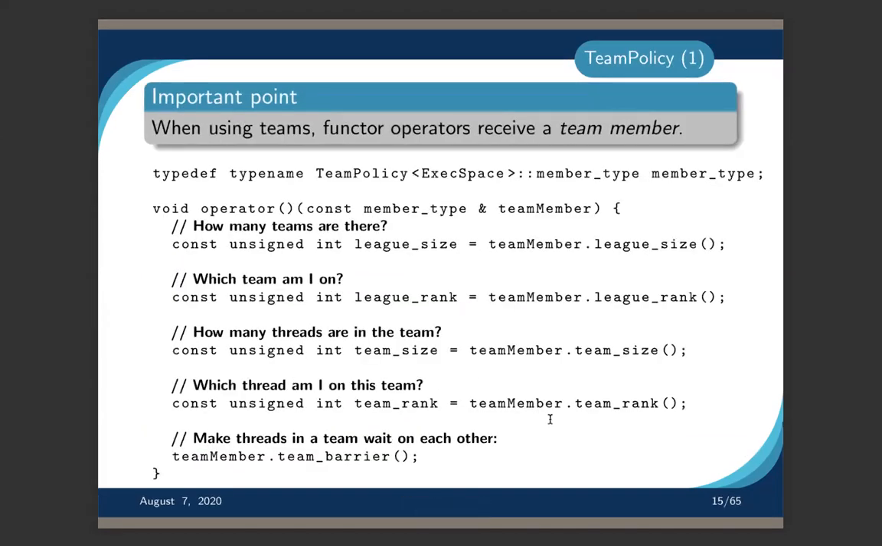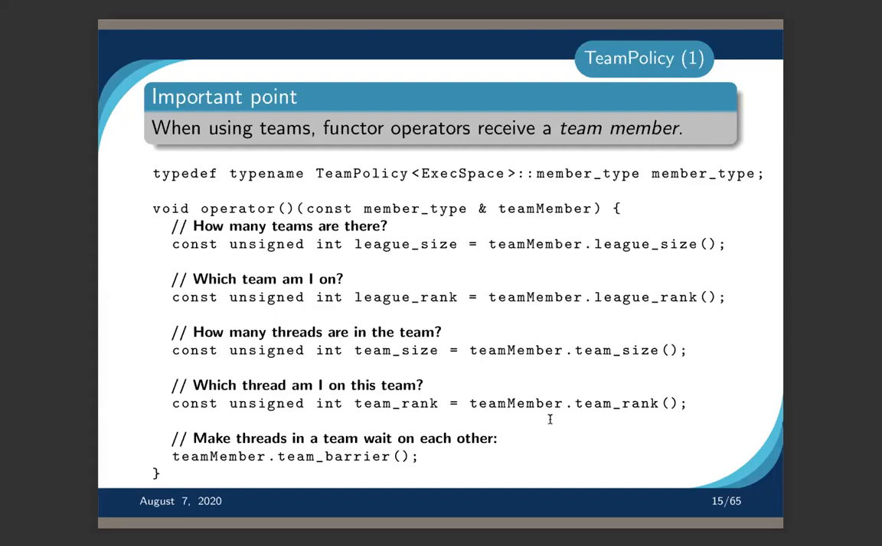If you do that, your functor or your lambda, the operator, now receives a team member. It doesn't receive an index, it receives that handle. And that handle essentially lets you figure out who is that team, who is the thread within that team, and stuff like that. So you can ask it how many teams there are, which is the league size. You can ask it which team am I in, the league rank. That's effectively your work set index. You can ask it how many threads are in my team. You can ask it, who am I within that team? And you can make the threads in that team wait on each other via a team barrier.